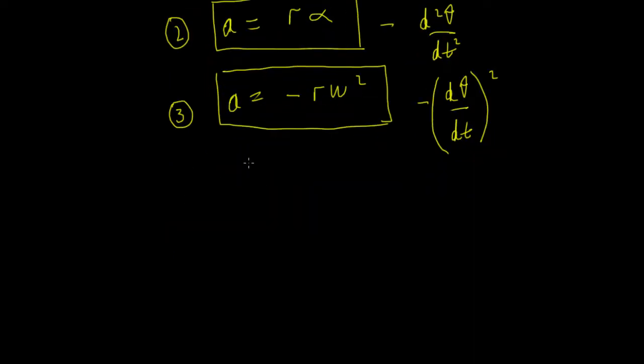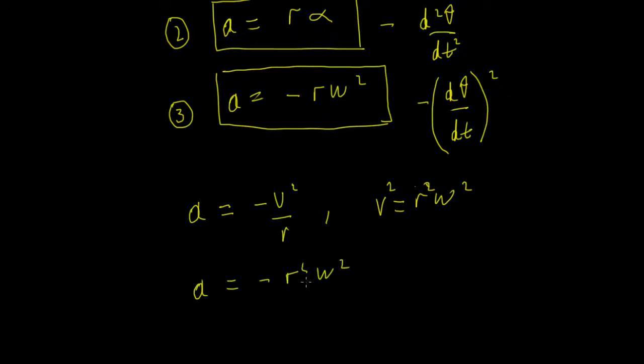And we can see that there. If we were to write what we did earlier, a equals minus v squared upon r, and we know that v equals r omega, so we can say that v squared would be r squared omega squared. We can take this, pop it in there, so we'd say a equals minus r squared omega squared all upon r, which equals minus r omega squared, which is what we've got up there.